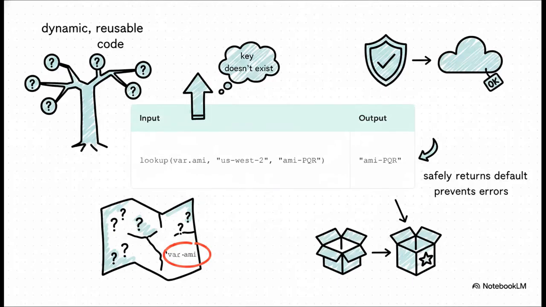So here's why lookup is so important. What happens when you try to get a value from a map, but the key you're looking for isn't there? Well, normally, Terraform would just throw an error, and your whole plan would fail.